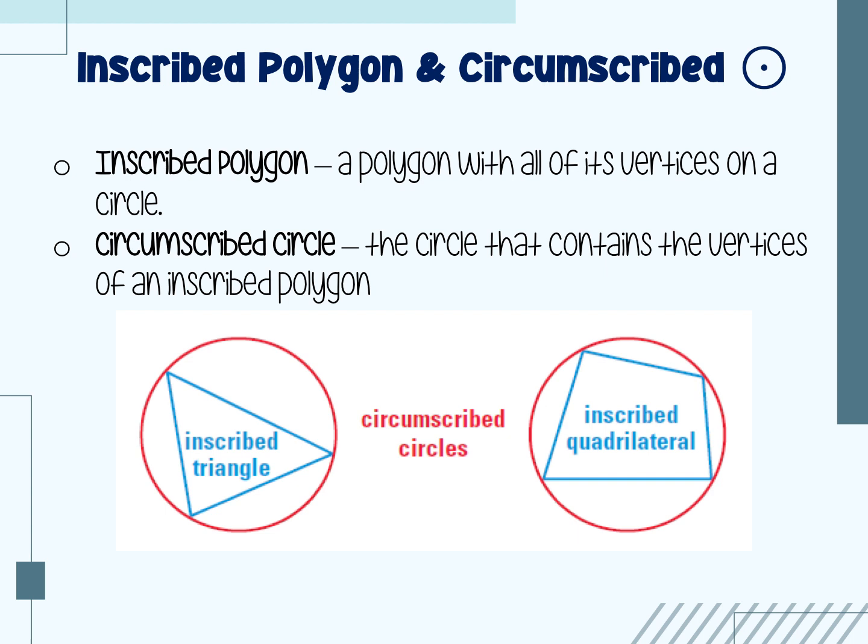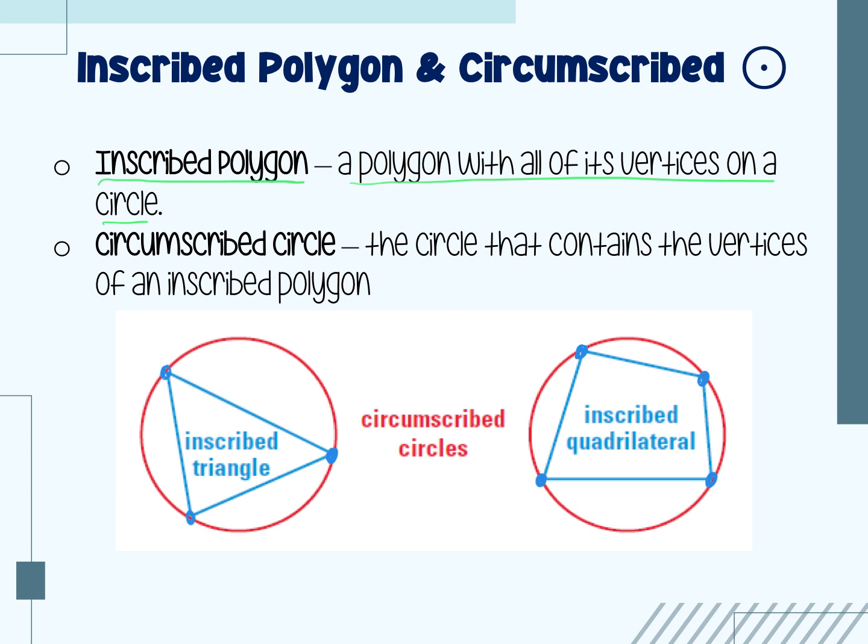We keep going here. We're going to talk about some other inscribed shapes. So not just inscribed angles, we're going to talk about inscribed polygons or circumscribed, right? We're going to learn what that means. So the definition for an inscribed polygon is a polygon with all of its vertices on a circle. So for example, when we're talking about the triangle, it's an inscribed triangle because it's inside the circle and all its vertices are on the circle. Same thing with the quadrilateral on the right: it is inscribed because it is inside the circle and all of its vertices are on the circle.